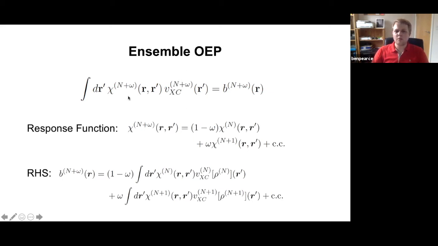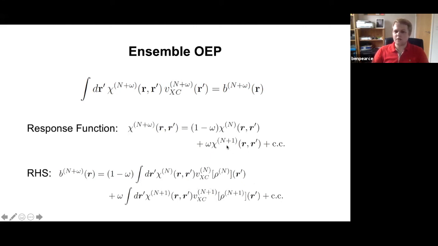What's different here this time is that the response function on the left-hand side is actually the total ensemble response function. So it's the weighted sum of the two individual subsystems' response functions. And again, you see the same on the right-hand side, where the right-hand side vector, b(r), is given as the weighted sum of the individual subsystem pieces. So in order to actually solve this equation, all we need is the exchange correlation potentials of both the n electron system and the n+1 electron system.